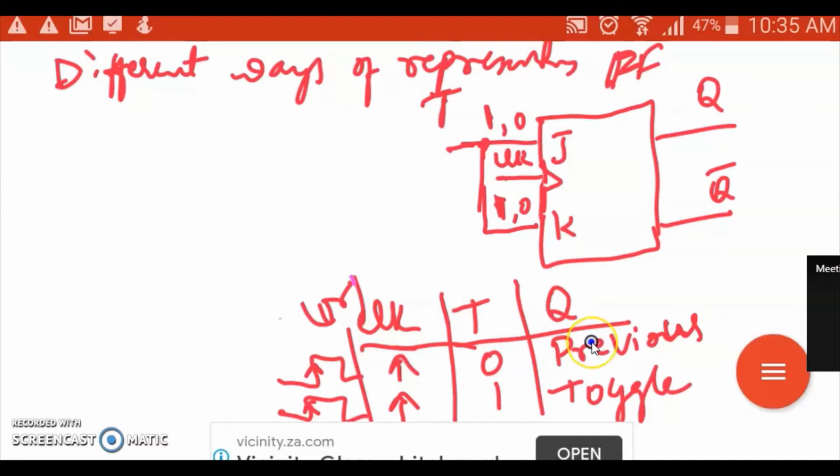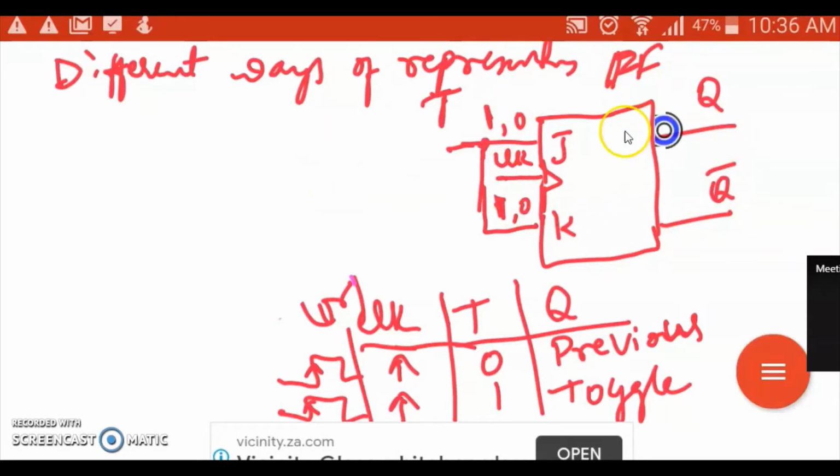Now there are another two ways of representing flip-flops. One is the excitation table, and we'll call the other the characteristic equation, and one more is the state diagram. If these are the inputs and these are the present states, what will be the next states? So we are going to represent the state diagram, the characteristic equation and the excitation table.